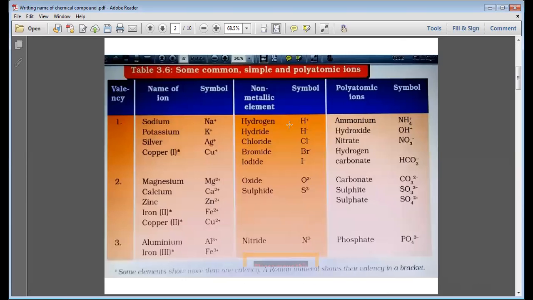Dear students, we can write the formula by using the various ions. We are all aware that ions are of majorly two types. One is monoatomic ions, you can see here. These all are the ions which are monoatomic, that means they have only one atom present in them. These are also monoatomic ions. They have only one atom present in them.